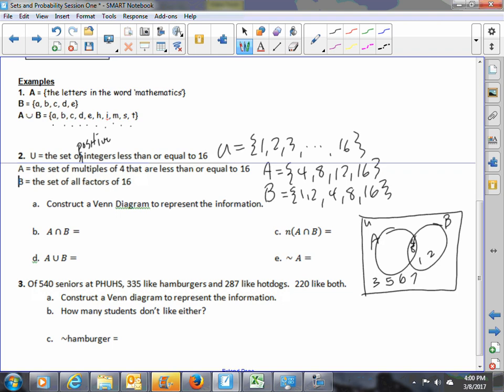9 would go in neither. 10 would go in neither. 11 would go in neither. 12 would go in A, but not B. 13 would go in just U. 14 would go in just U. And 15 would go in just U. And then 16 would actually go in both of them. It's a little difficult to see, but we've got 4, 8, and 16 in this intersection here. So A intersect B would be the set 4, 8, 16.